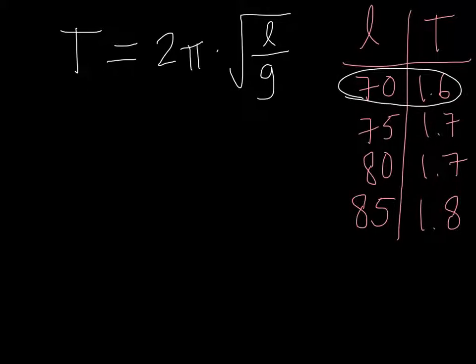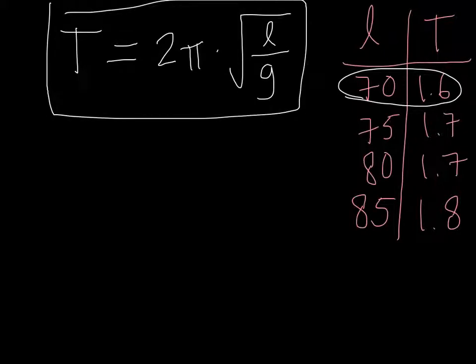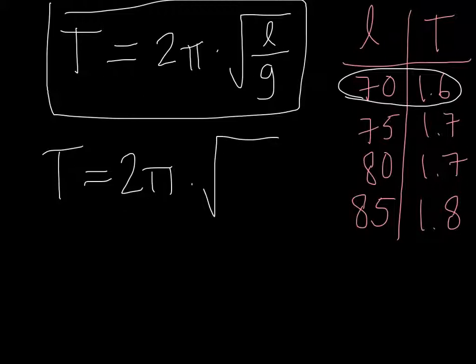We want to predict, using this equation right up here, that T is equal to 2π times the square root of L over g. Predict what the period should be and then compare it to our value of 1.6. So T is equal to 2π times the square root of 70 centimeters. I have to have the length in meters, so there are 100 centimeters in a meter. I take 70 divided by 100, that's 0.7, divided by the acceleration due to gravity, which is 9.8.